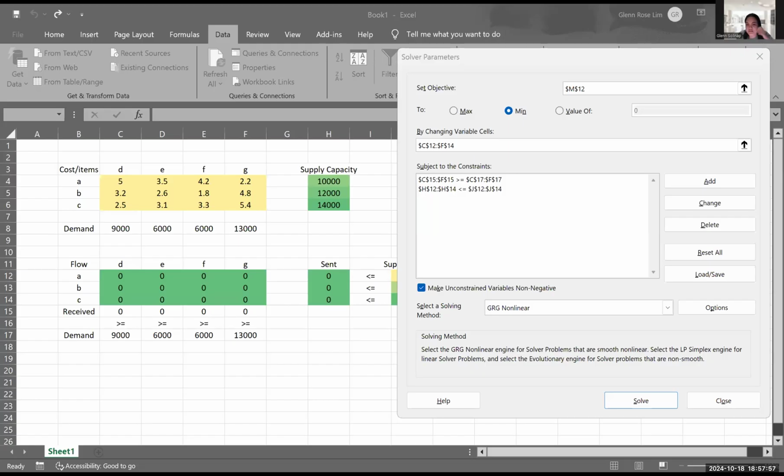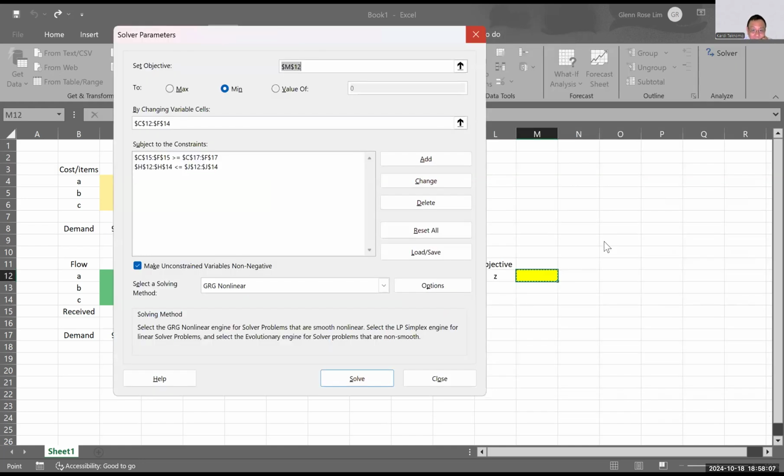Sorry, can you see my screen? Okay, so let's see first. Let's do it so that others can also learn. Okay, can we close this solver first?